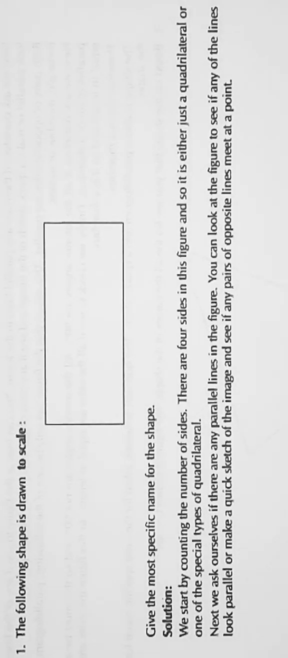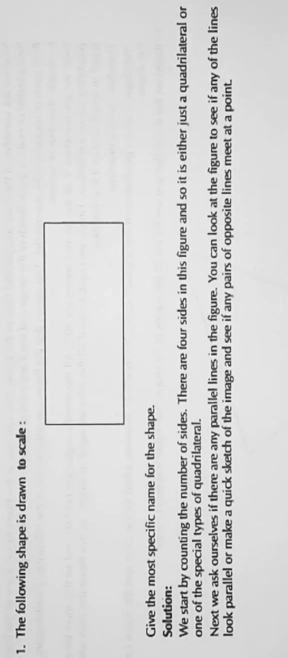So the solution will be, we start by counting the number of sides. We have 1, 2, 3, 4. There are four sides in the figure, and so it is either just a quadrilateral or one of the specific types of quadrilateral. Quadrilateral shapes have to have four sides.